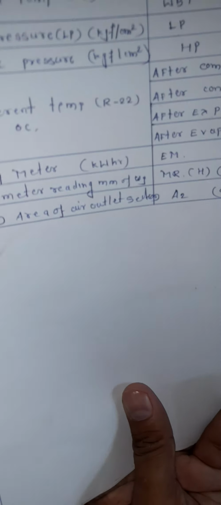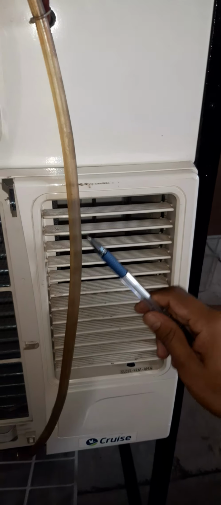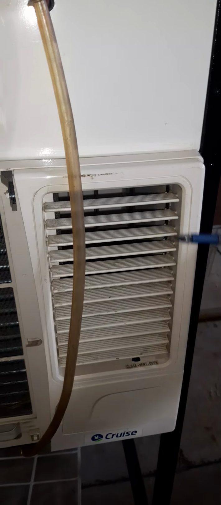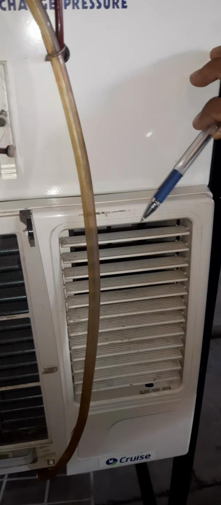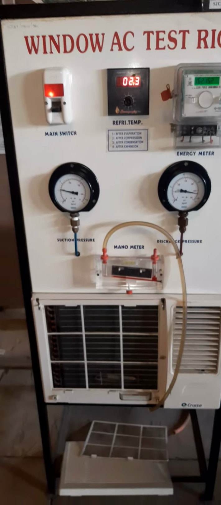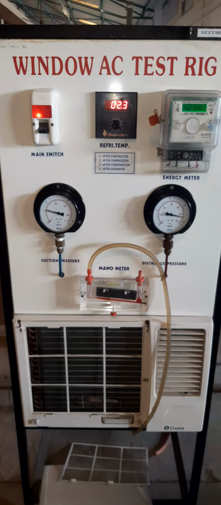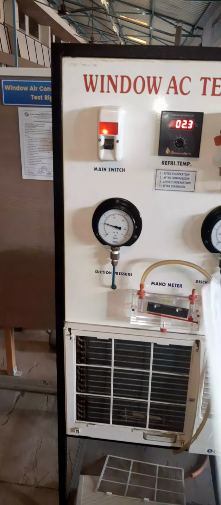And then last one is suction area of air outlet section. So this is the section area, right? So this height is 21 and 13 is the width. Okay, so there is 21 by 13. Okay, now how can we just take it?